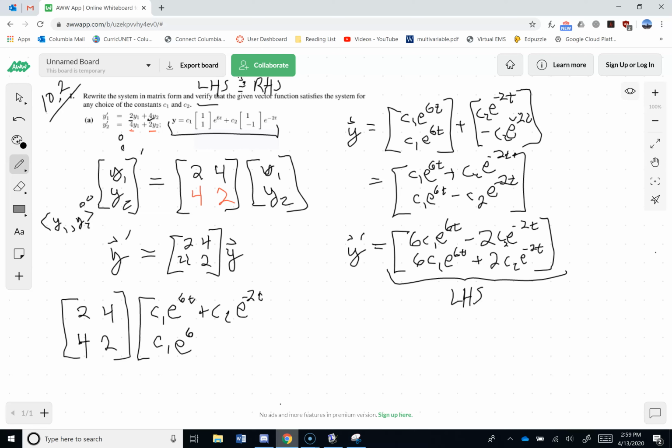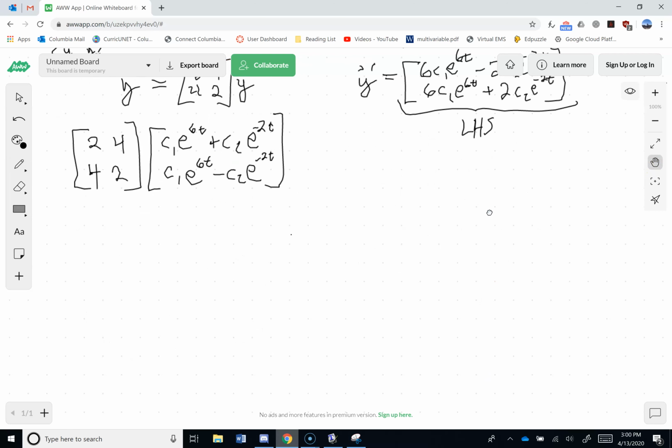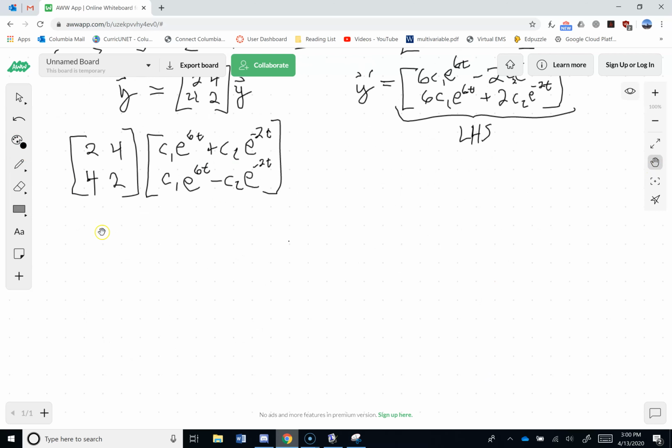c1 e to the 6t minus c2 e to the minus 2t. Right, so I just need to execute this matrix multiplication. My usual method to do this is that I talk about picking up the vector and twisting it sideways and then dropping it on. But it's not exactly possible for me to make that gesture with this setup.